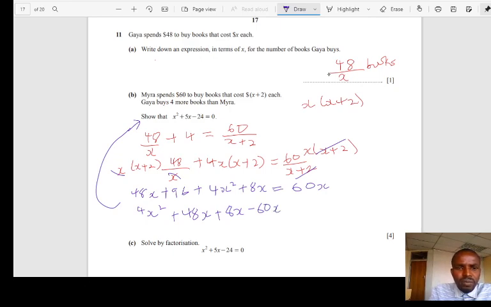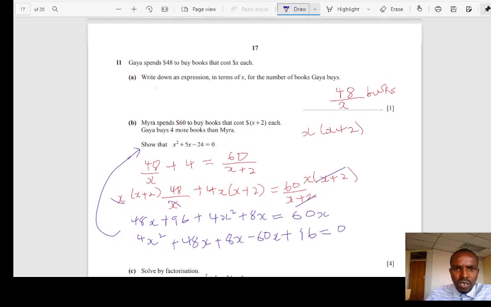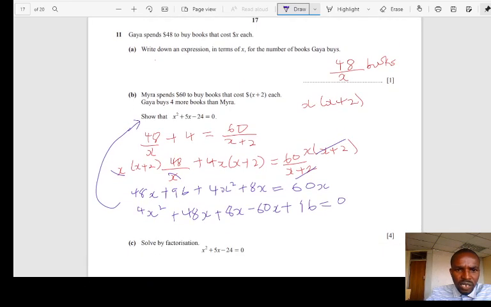This one is 4 times this one, which is 8x. Then this one, 48 times x, is 48x. Then after that, plus 96 is equal to 0. Right, then this one seems as if there's an error here.